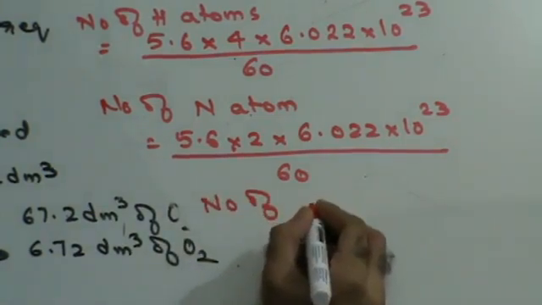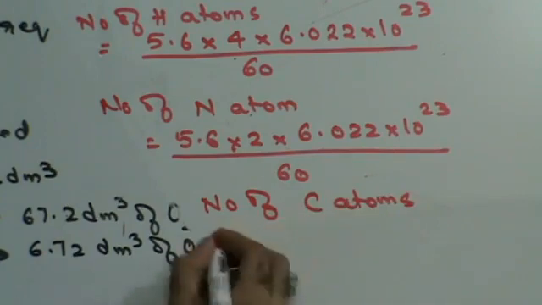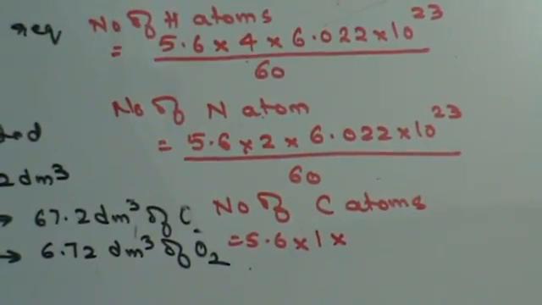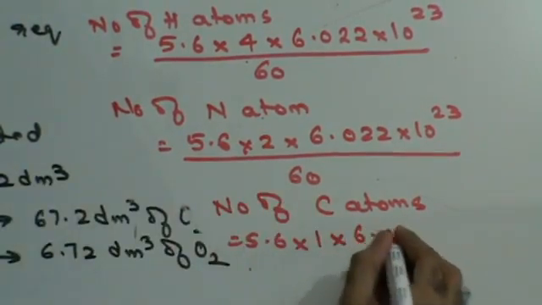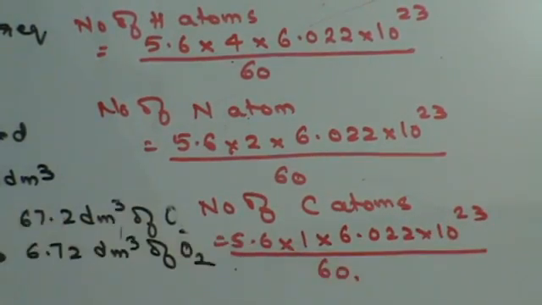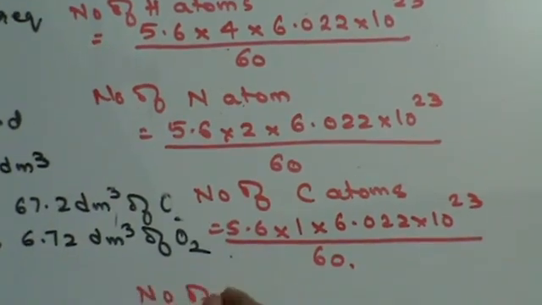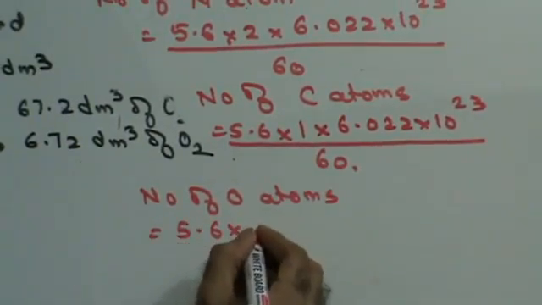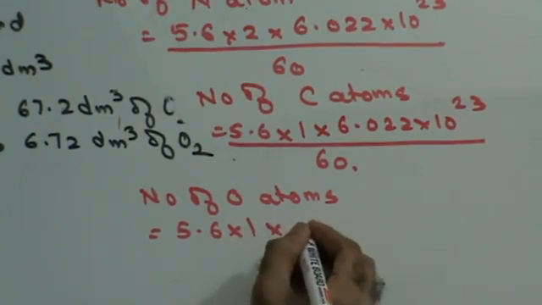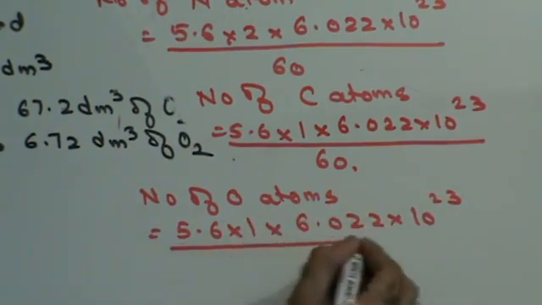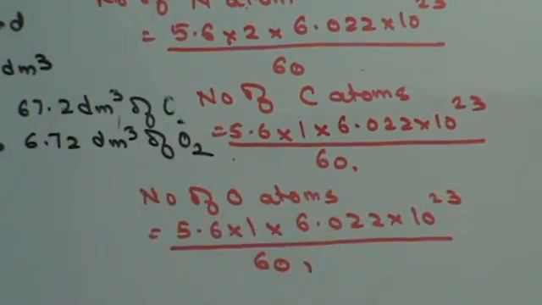Number of carbon atoms. You have 5.6 grams of urea, you have 1 carbon atom. To convert from grams to atoms, you multiply by Avogadro's number and divide by the molar mass. Similarly, number of oxygen atoms, you have 5.6 grams of urea, there is 1 oxygen atom. Convert from grams to number of atoms, conversion factor, Avogadro's number divided by the molar mass. That's how you can find out the number of atoms in a particular weight of a molecule.